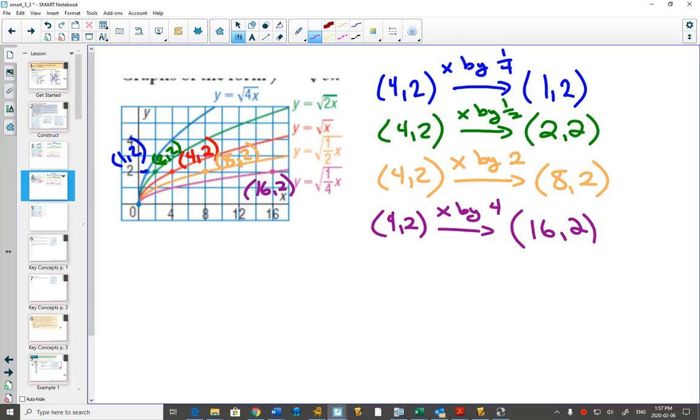So with horizontal stretches and compressions, it's being pulled away from the y-axis or compressed towards the y-axis. We have to multiply our x-coordinate by something because it's inside the function. However, with it being inside the function, it's not exactly what you see. You're multiplying by the reciprocal.